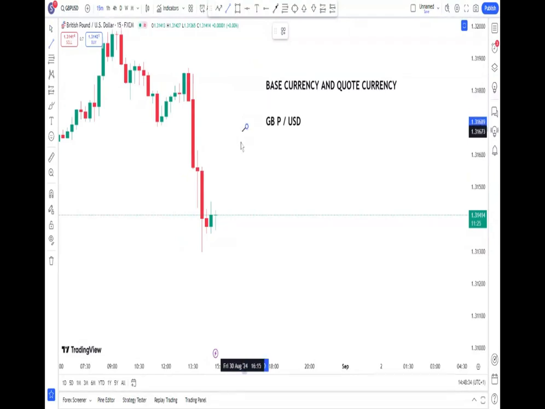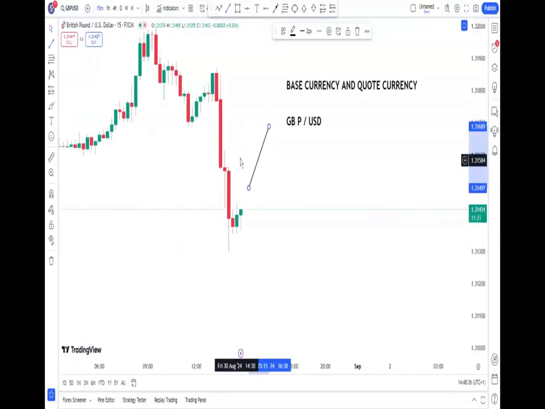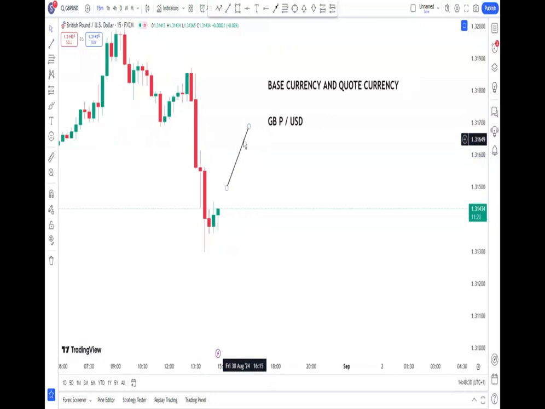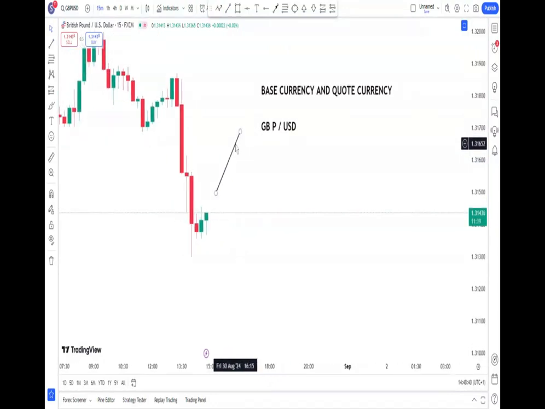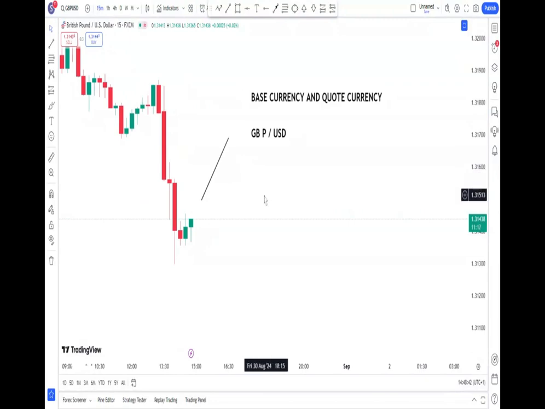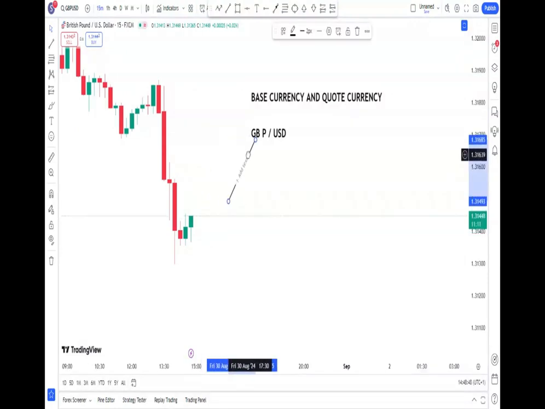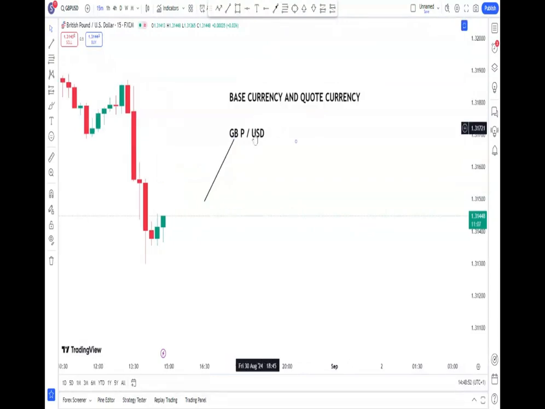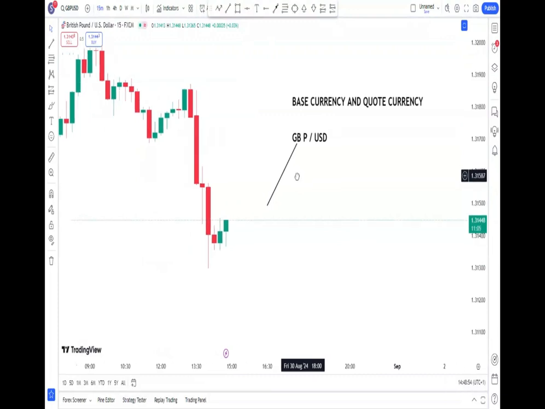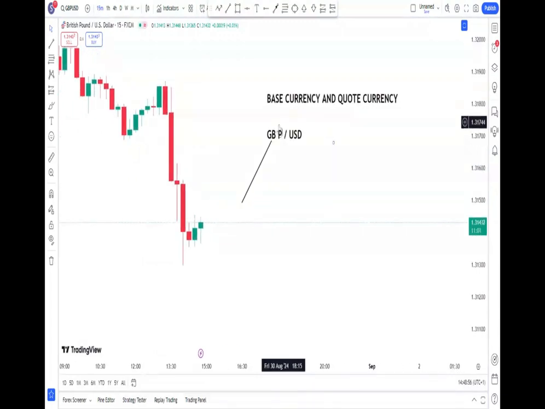The first two letters represent, let me put it down, I like doing things practically so that you can see what I'm trying to teach here. The G and the B, it's called Great British Pound. That is the country name. Then the last letter is the currency name.